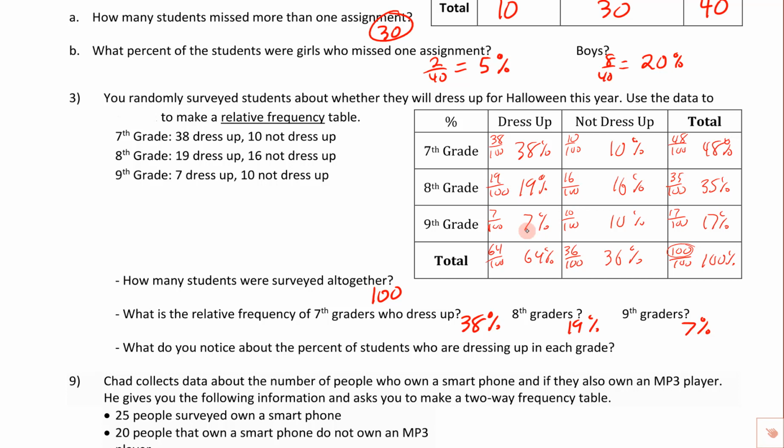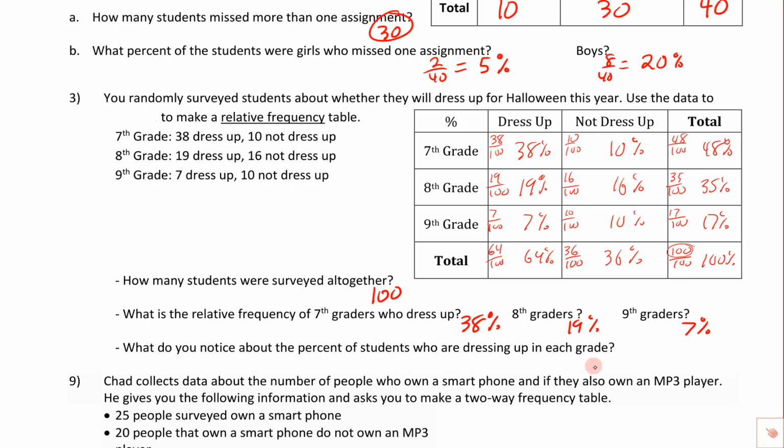So huge drop off. If we do look at this distribution right here, 64% of the students that were surveyed dressed up, 36 did not. That's a little bit misleading because there were so many 7th graders that were surveyed. This is another reason why dividing by the table total maybe will give us a little bit of misleading information.